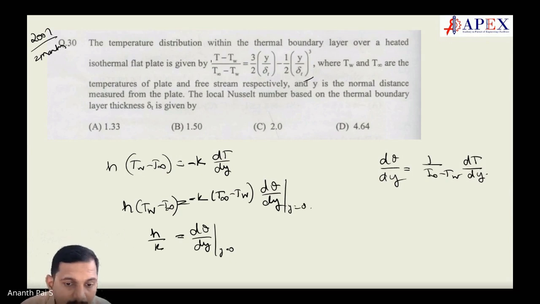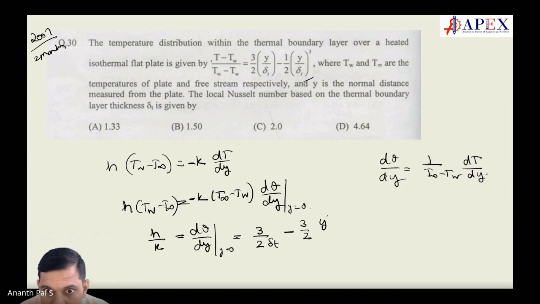Now find this out, d theta by dy at y is equal to 0. What you will get? You will get 3 by 2 d theta by dy delta T, minus half into, at y is equal to 0, of course, okay. So half into 3 times y square by delta T cube, is it not? Yes or no? This delta T you take it here.